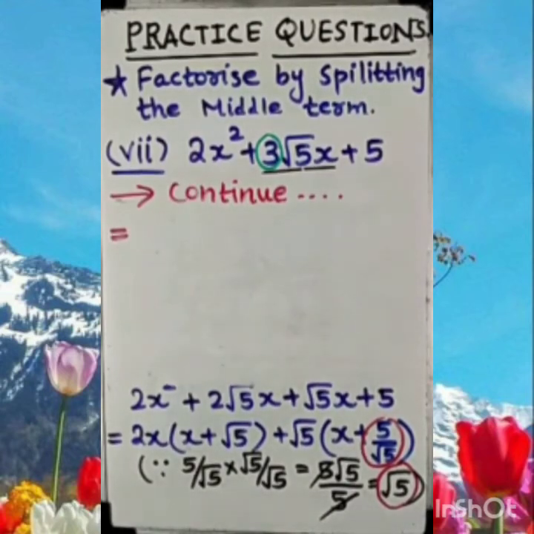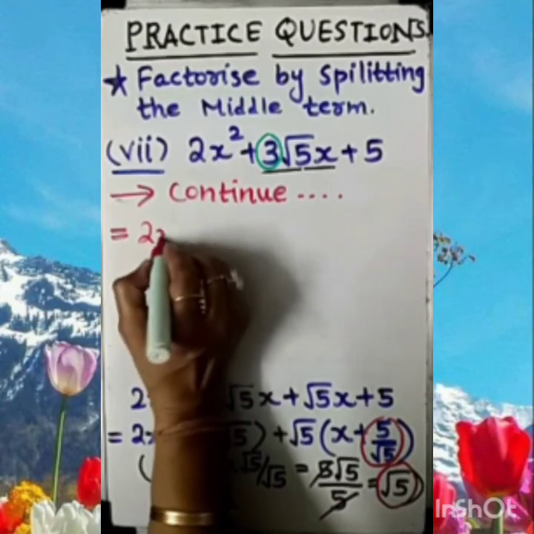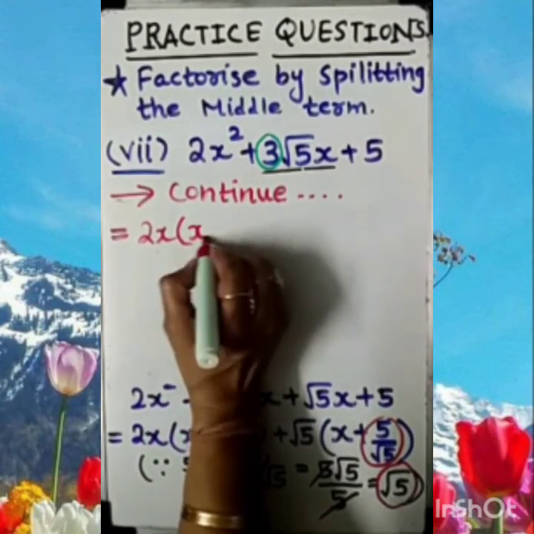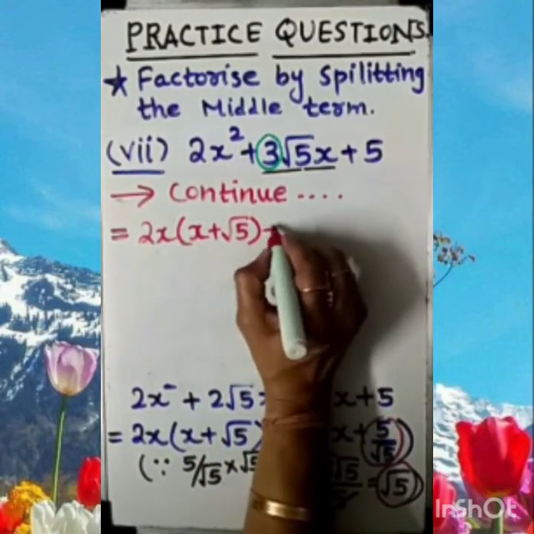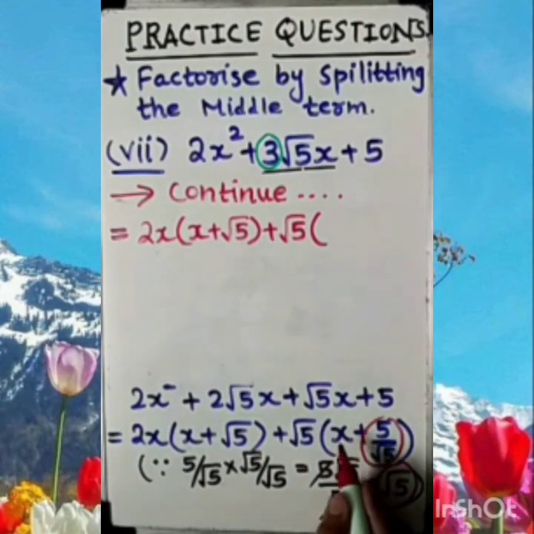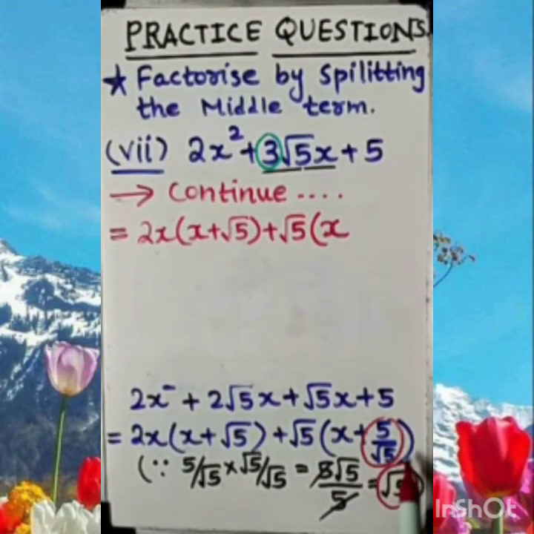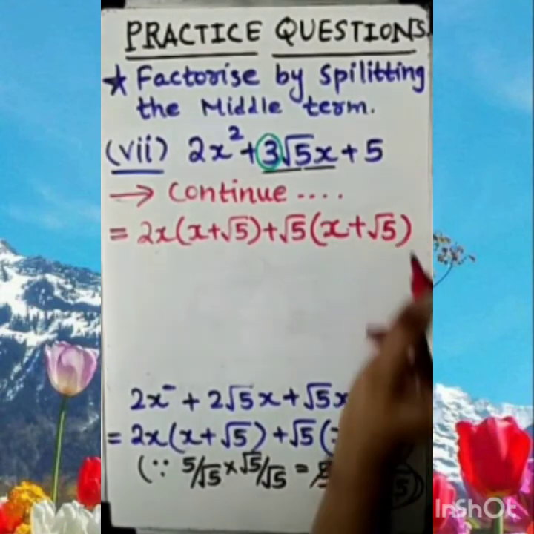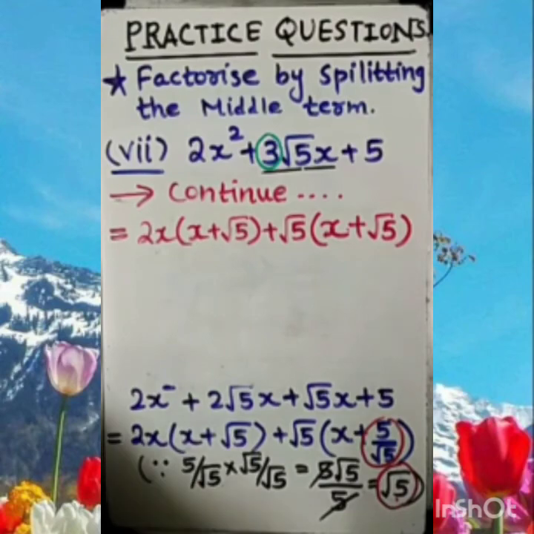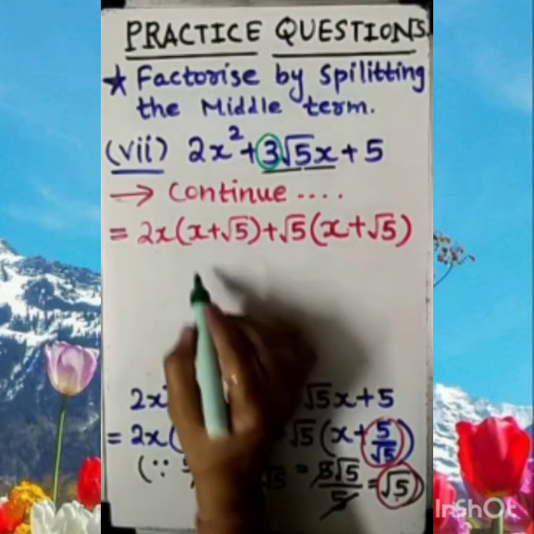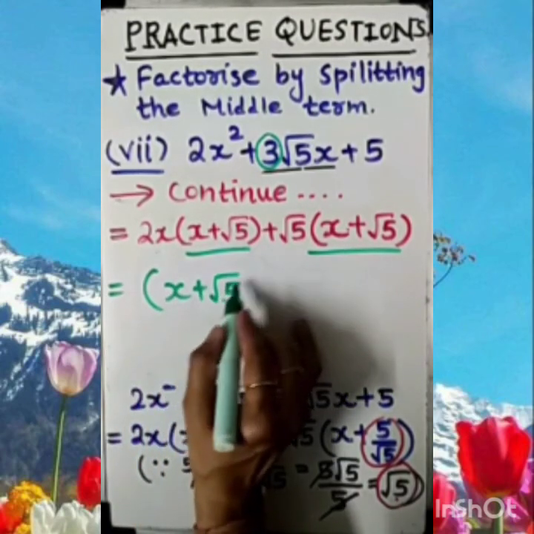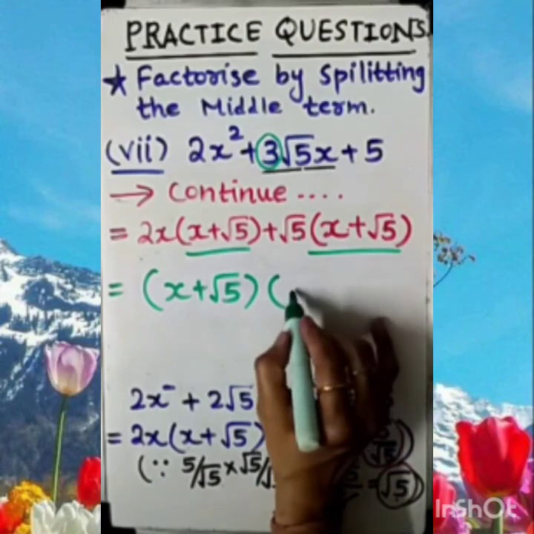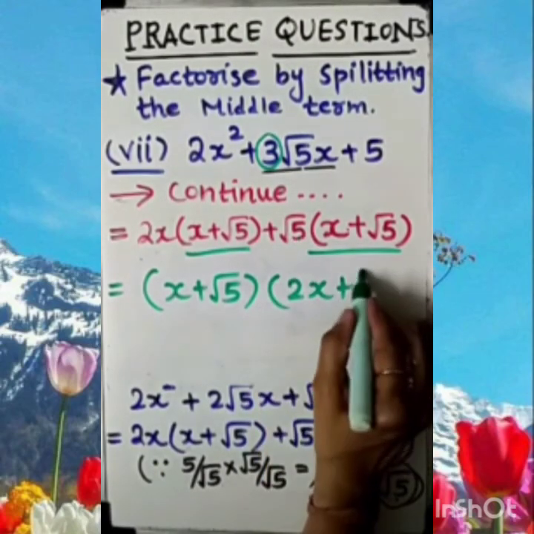So dear student, here let me write 2x here first, then x plus root 5, then root 5 is here, already we have taken out common. Now x is also there. Now in place of this 5 root 5 we can write root 5. So dear student, here now you can find two brackets which are similar. These two brackets are similar. So let me write it here. That is x plus root 5 in one bracket. In another bracket I need to mention 2x plus root 5.